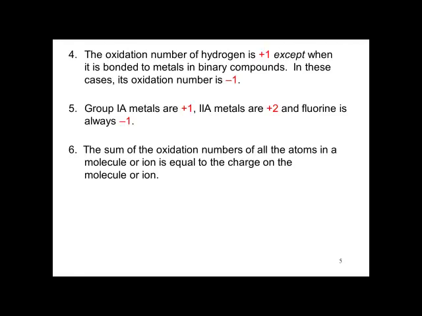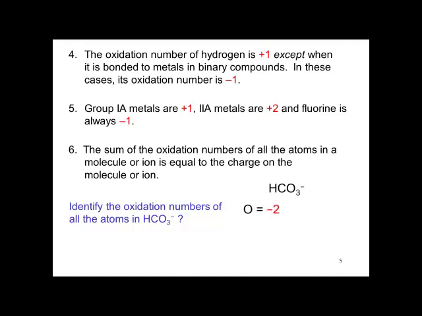Remember that the sum of the oxidation numbers of all atoms in a molecular ion is equal to the charge on the molecular ion. Let's identify the oxidation numbers of all of the atoms in HCO3-. Again, oxygen is -2, hydrogen is +1. We have to figure out what we need to add to make the total charge -1. So 3 times -2 plus 1, carbon then is +4.